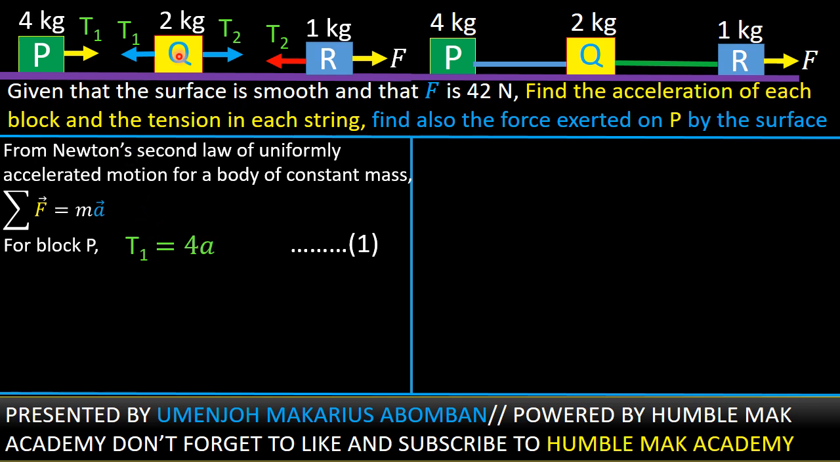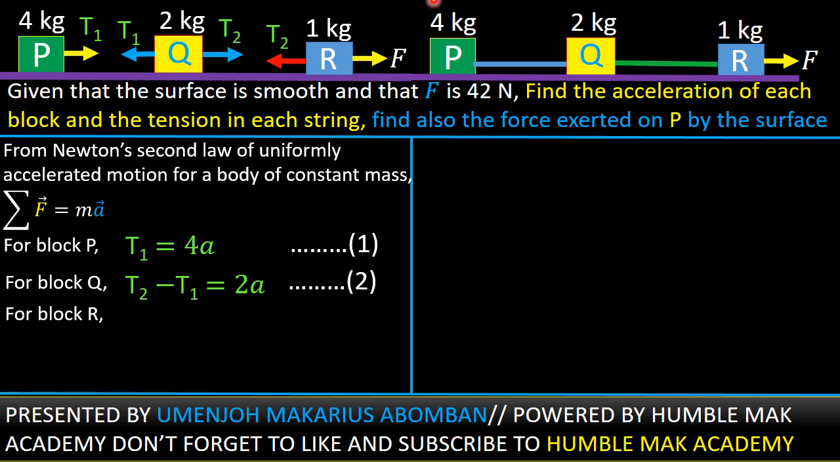Great. So now, if we look at block Q, there are two forces acting on it: the tension T2 and T1. Since the motion is towards the right, T2 has to be bigger than T1. So we are going to have T2 minus T1, which is equal to the mass of block Q, 2, times A, which is 2A. We can call this our equation 2.